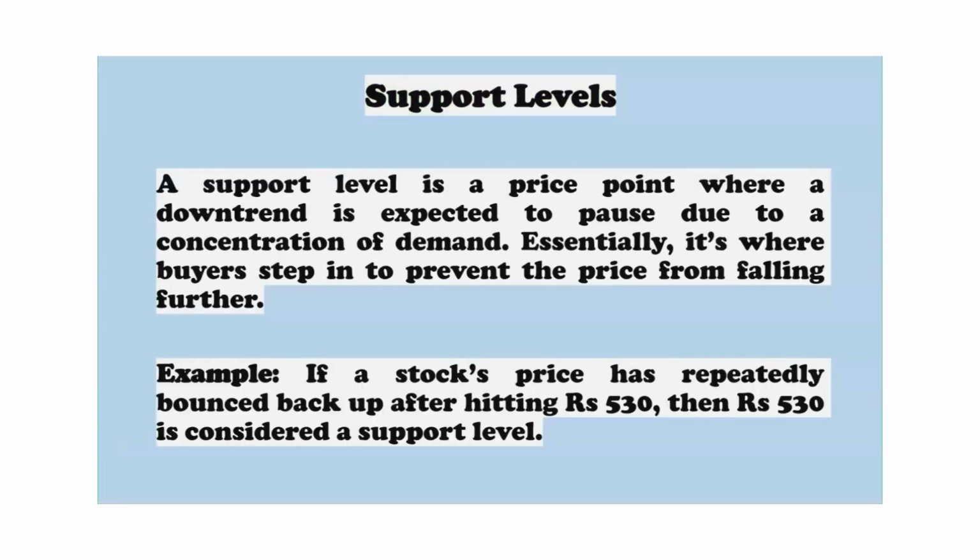First we'll talk about the support levels. A support level is a price point where a downtrend is expected to pause due to a concentration of demand. Essentially, it is where the buyers step in to prevent the price from falling further. Buyers accumulate there, and the price stops there. It doesn't fall further, and it either takes a pause or reverses in the upward direction.